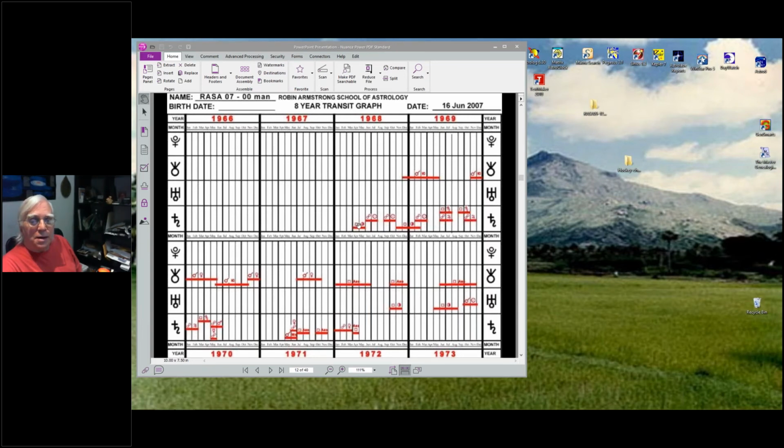Saturn opposes the Moon, Saturn opposes the Sun, and then it squares itself, opposes Jupiter for the next 2 years. And then it squares itself, opposes Mars. And then by 71, it conjuncts the Midheaven and opposes my Venus. Okay, so these are things that happen.